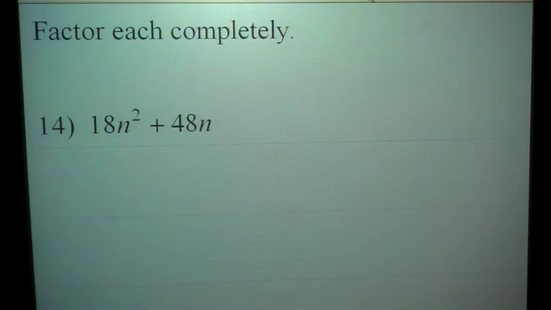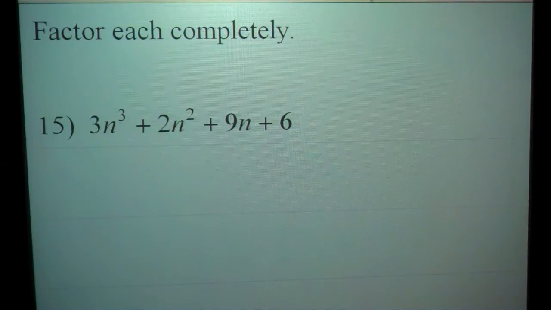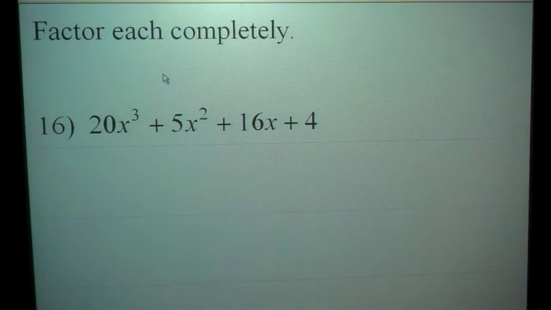Still factoring. Here's your answer. Alright, now we're factoring 4 terms. We learned this last week. When you got 4 terms, your method of factoring is factoring by grouping. So we'll run through these pretty quickly. Pause. Here's your answer. Okay, good. Next. Pause. Here's your answer.